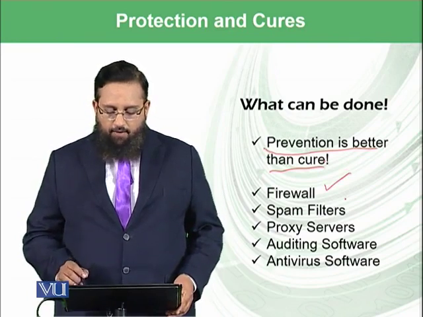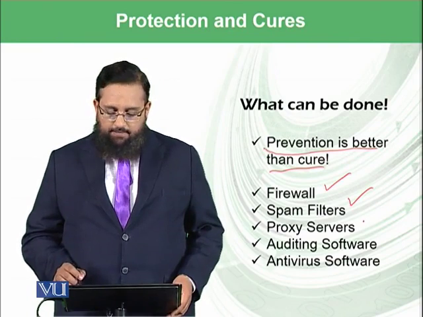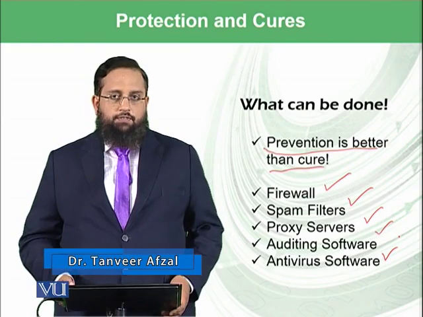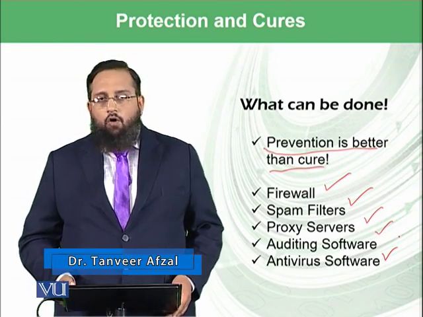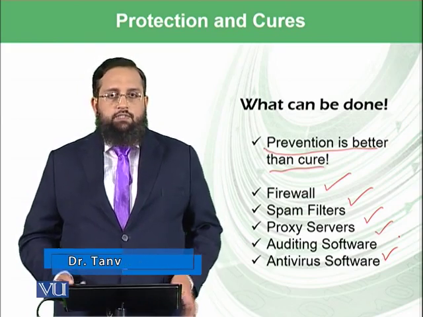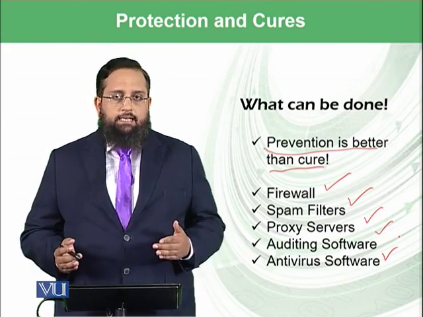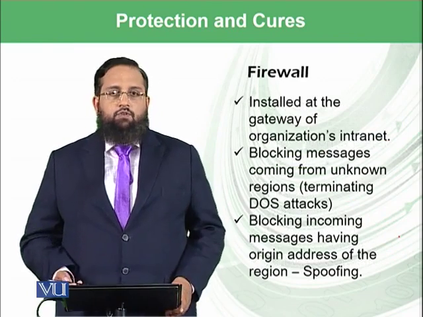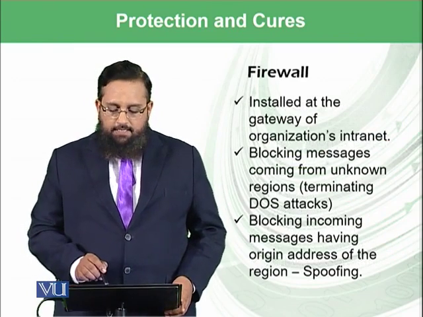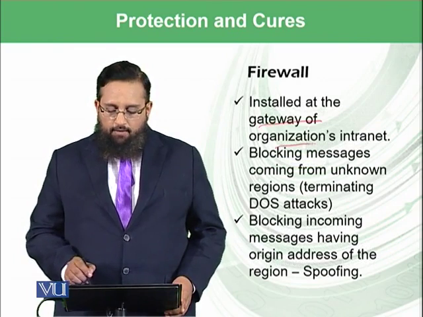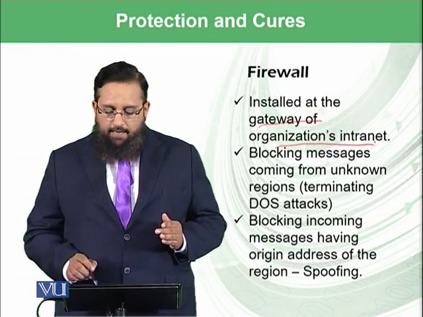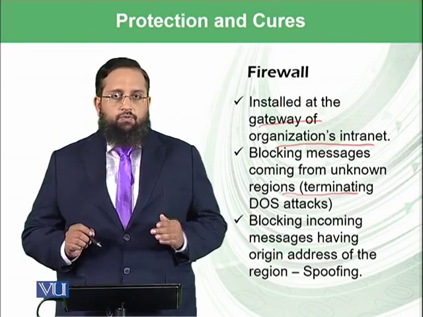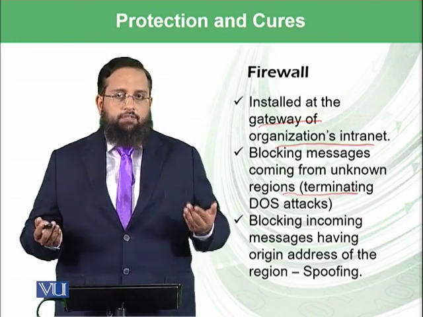You can have firewalls, spam filters, proxy servers, auditing softwares, and antivirus softwares. So we will learn how these kinds of systems and tools help us to protect ourselves from different security attacks. So first one is the firewall. This is installed at the gateway of the organization's internet, and it can block messages coming from unknown regions. So this might create denial of service.